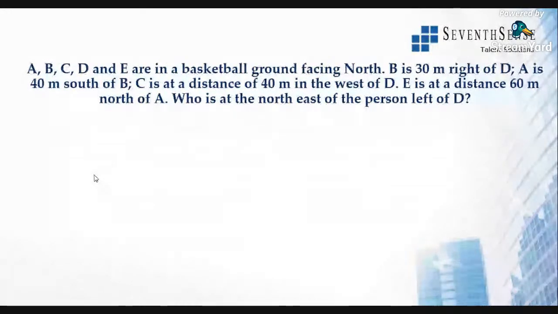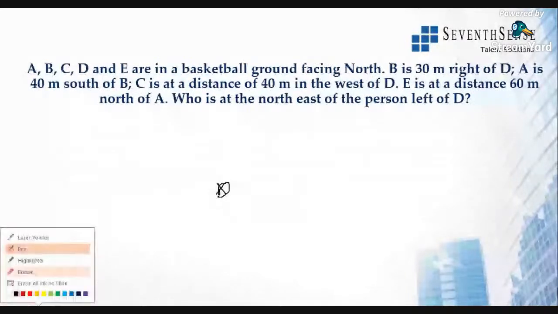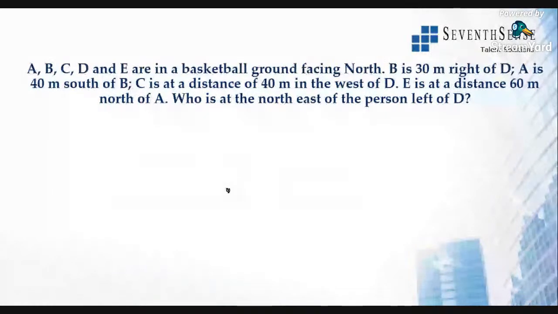Again, this is slightly different. So they are starting from B. B is 30 meters right of D. 30 meters right of D, in the sense if D is at one position. All right. If D is at one position, so I'll just consider this position. From D right side, always assume directions should be north. They have only given facing north. So it is north, south, east, west. And they might also change the question in some or the other way. So please keep on practicing.